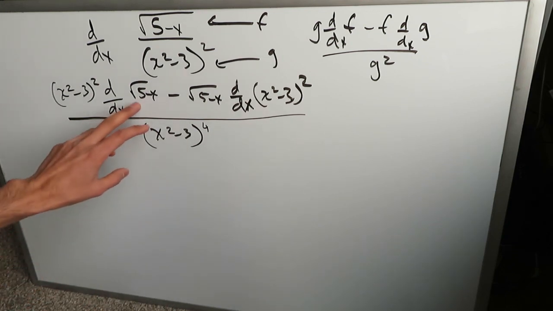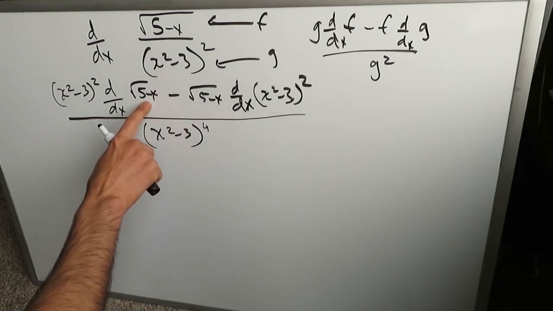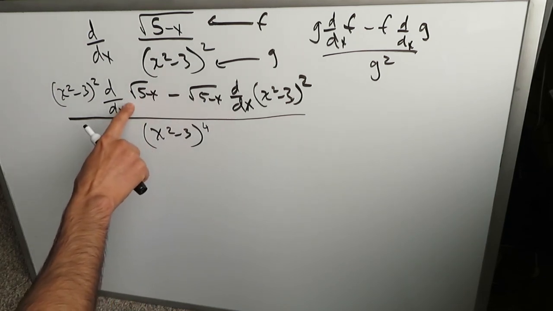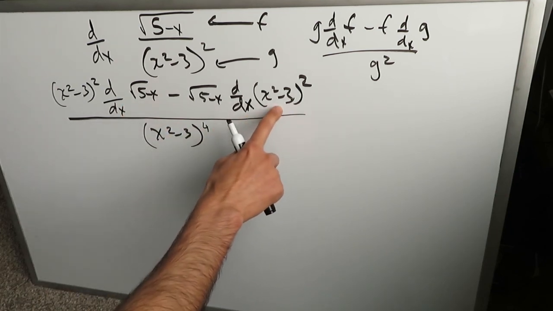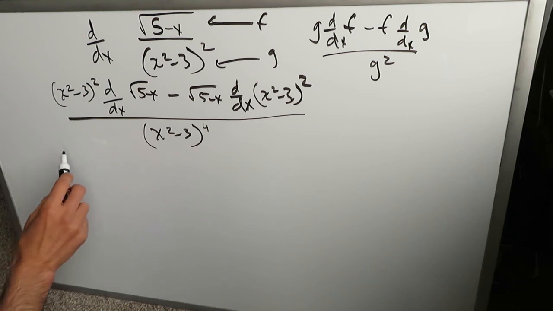Now in the next step, we're going to do our substitutions in the chain rule, and you should now be able to do the chain rule in your head. Let u equals 5 minus x, and then f of u is root u. Let v equals x squared minus 3, f of v is equal to v squared. So we do all of that in our head.